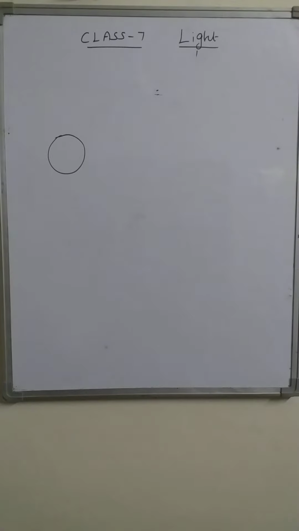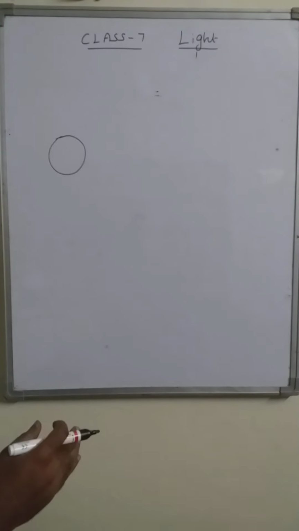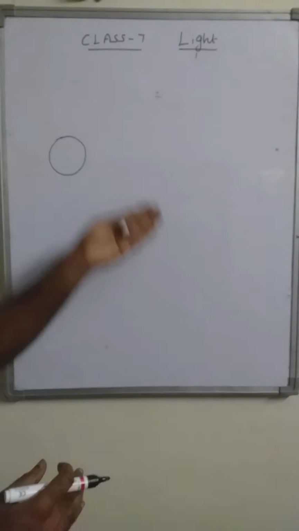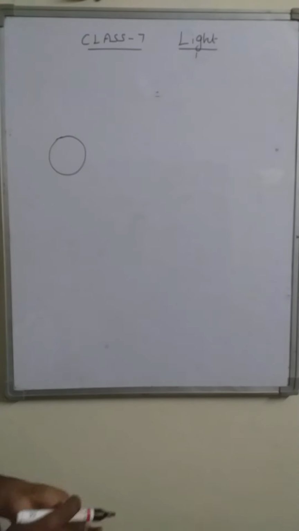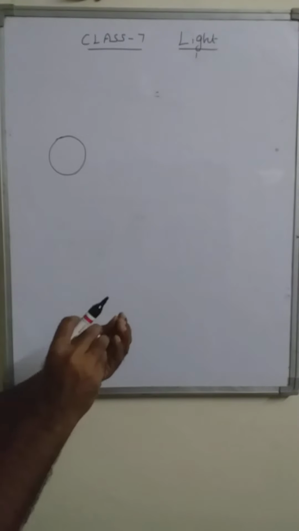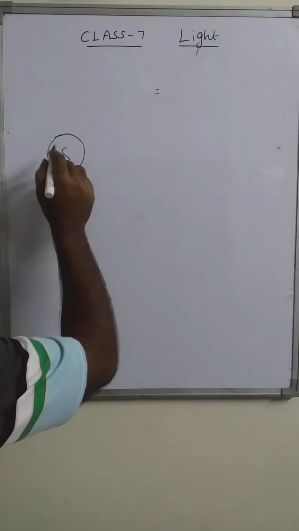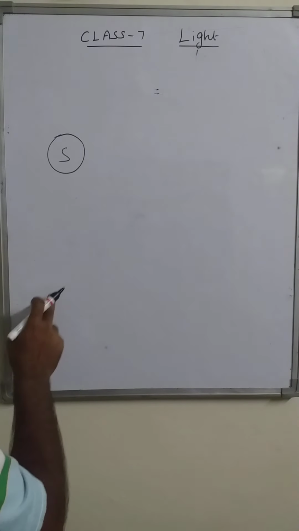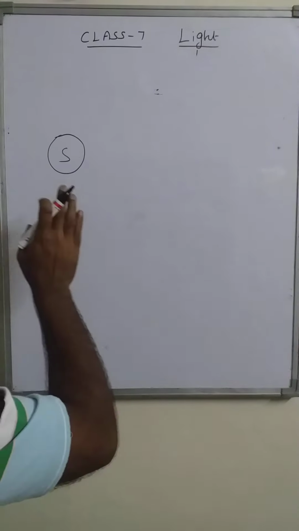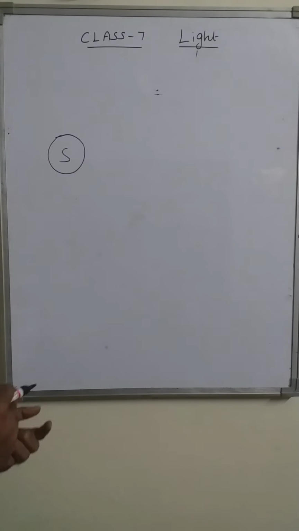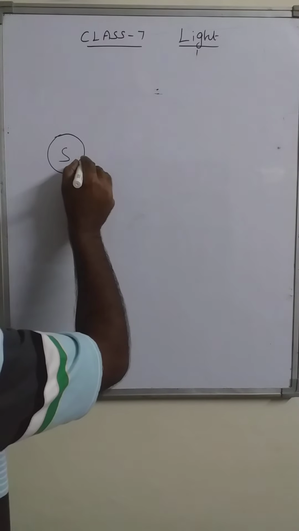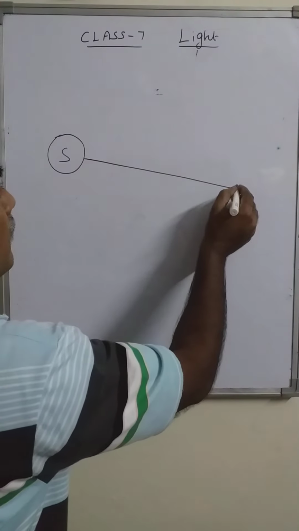How can we show the light ray? Suppose you are sitting in your room and the bulb is glowing. From the bulb you are getting the light, continuously traveling towards us. But to study the complete properties of light, it is assumed as a ray. It starts from the source. This is a source of light. From the source, it travels in a particular direction. And its path is shown. But actually that path does not exist. But we are showing its path. This is the path along which the light is traveling.